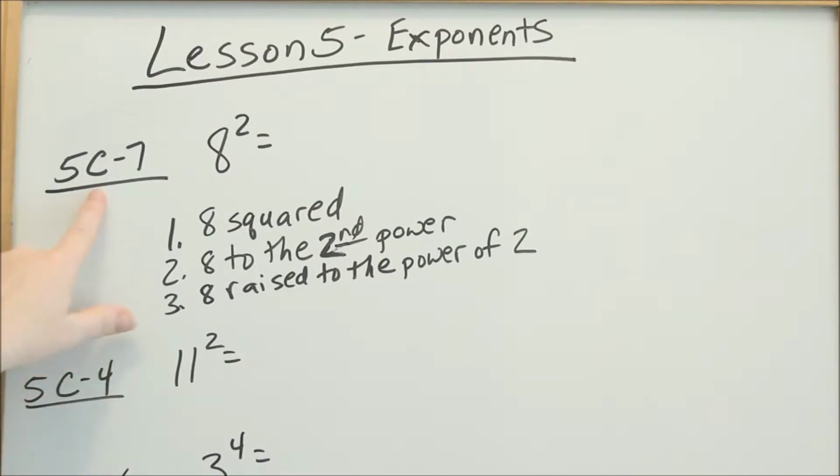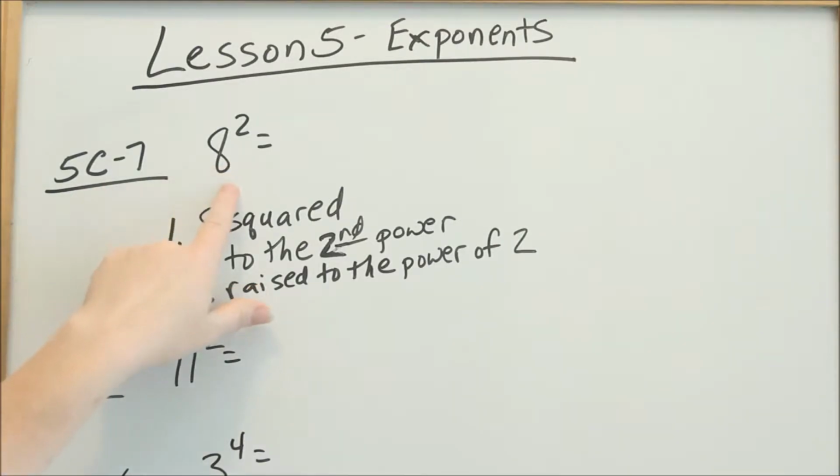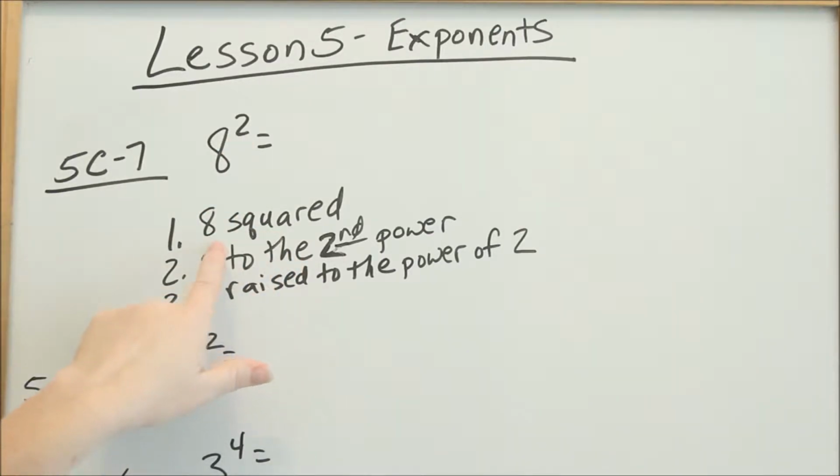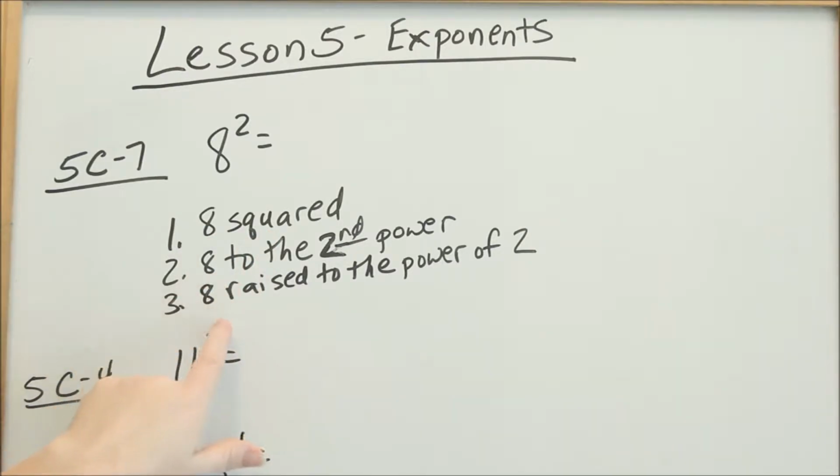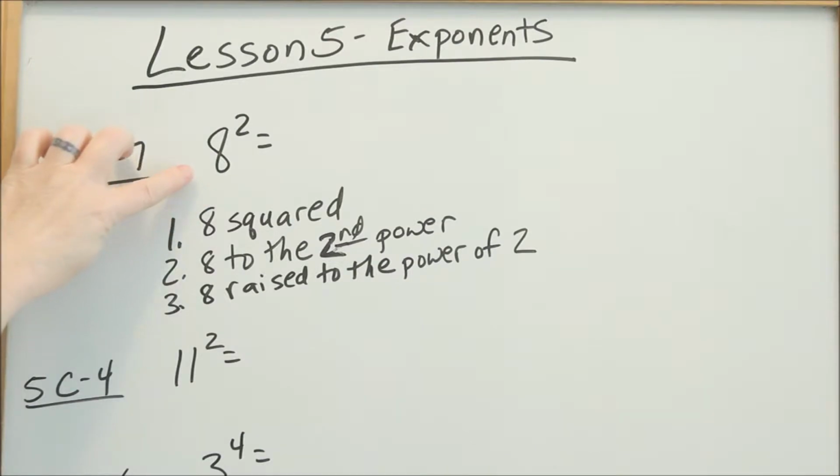Okay, so if you look at 5C7, there are 3 different ways to say this. When it's a 2, there's a special word, squared. So this means 8 squared, or 8 to the second power, or 8 raised to the power of 2. 3 different ways that you can say that and that you can write it. And in your workbook, they'll ask you to write it 3 different ways in some of the problems. So 8 squared, 8 to the second power, 8 raised to the power of 2.